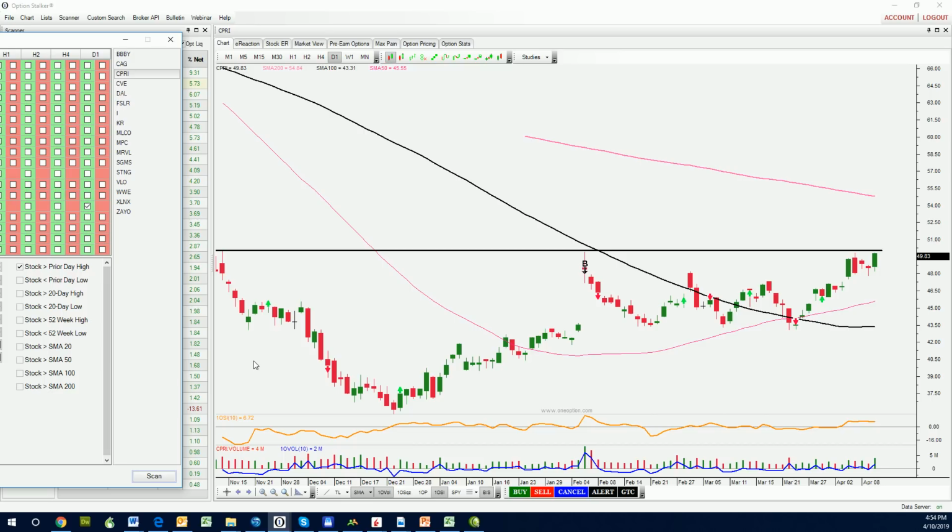So stocks that we are definitely looking at, this CPRI, I like. I love VLO. That's going to be another one. And I like Xilinx. That'll give us 3 stocks to look at.